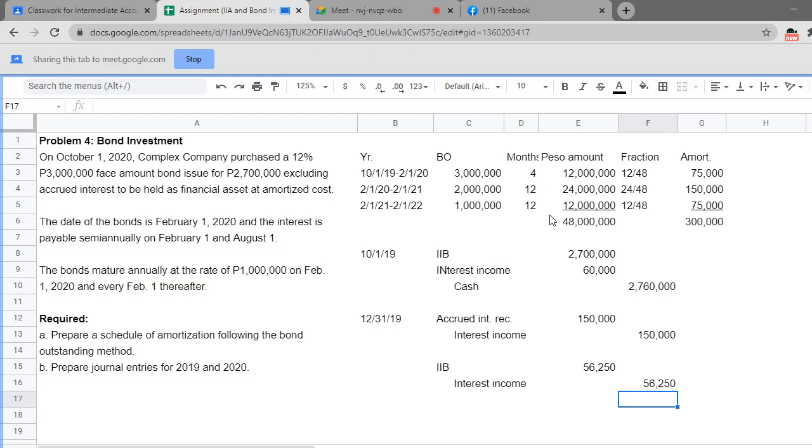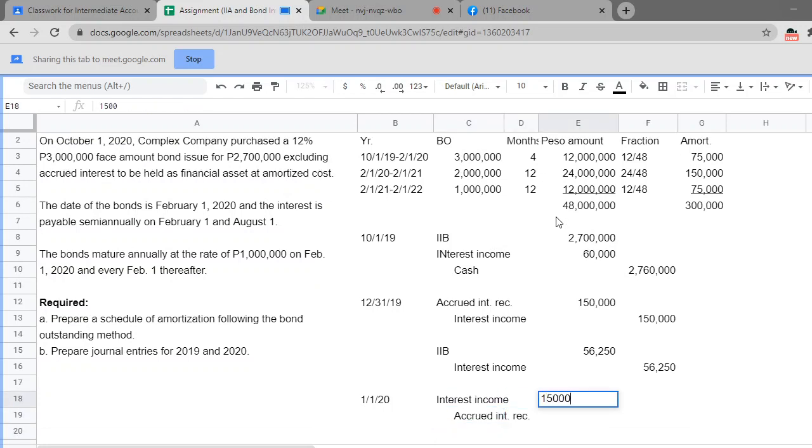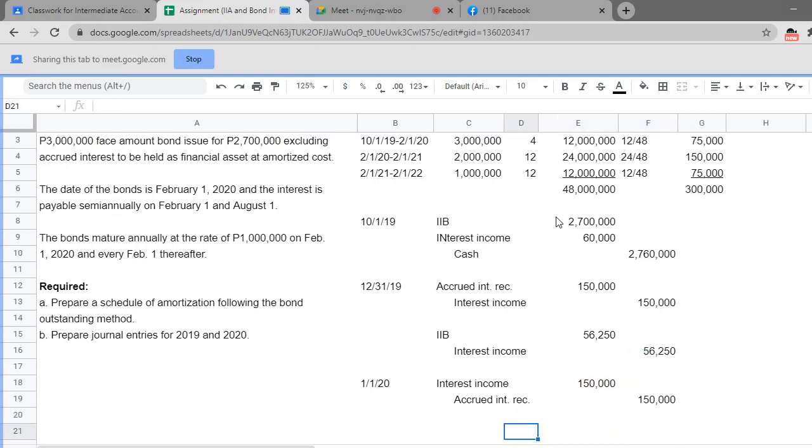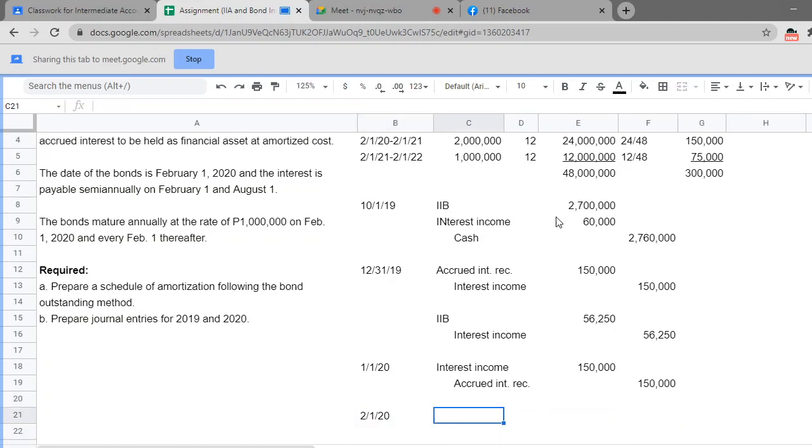That would be 56,250 amortization of our bonds. So on 2020, however, on 1/1, atong i-reverse ang accrued income or interest. So, reverse the 150 accrued interest receivable. And then, on February 1, ayan, daghan na tag mga entries this time. On February 1, first, we are going to receive the interest income.